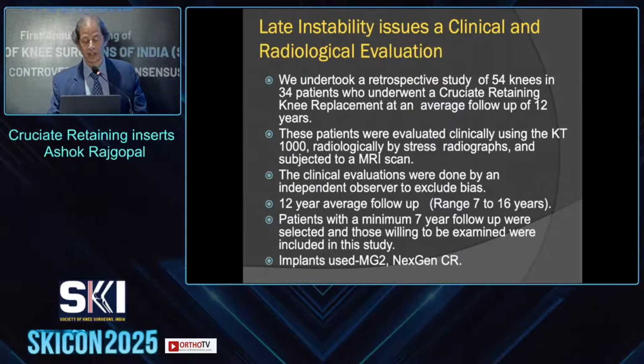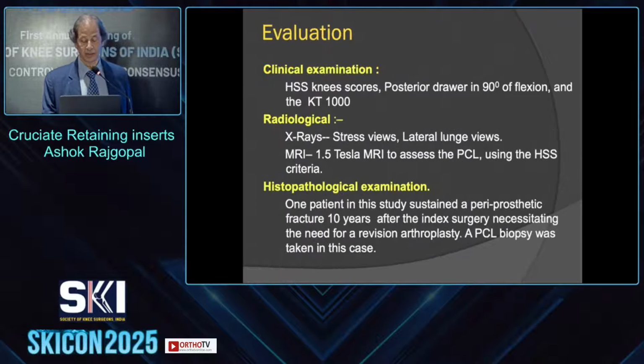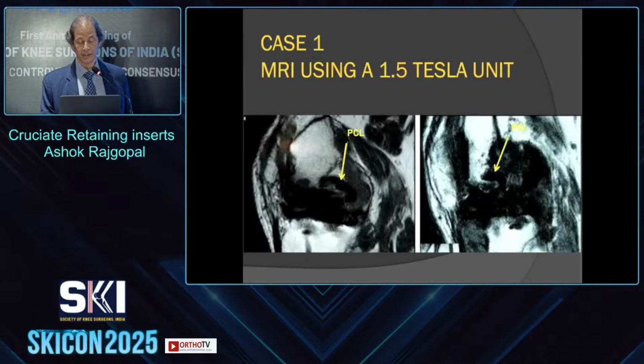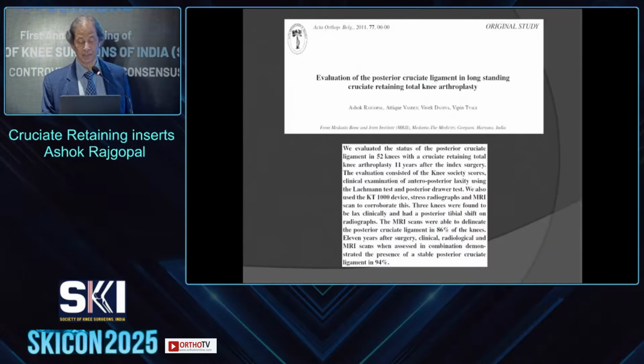We looked at radiology using the MG2 and the next-gen CR using the Hollis-Potter classification, and looked at the radiological stress views, lunge views, and also did histopathological examination. And this is at 15 years. You can see the MRI, you can see the PCL really well. We published this in the Acta Orthopaedica in 2014.